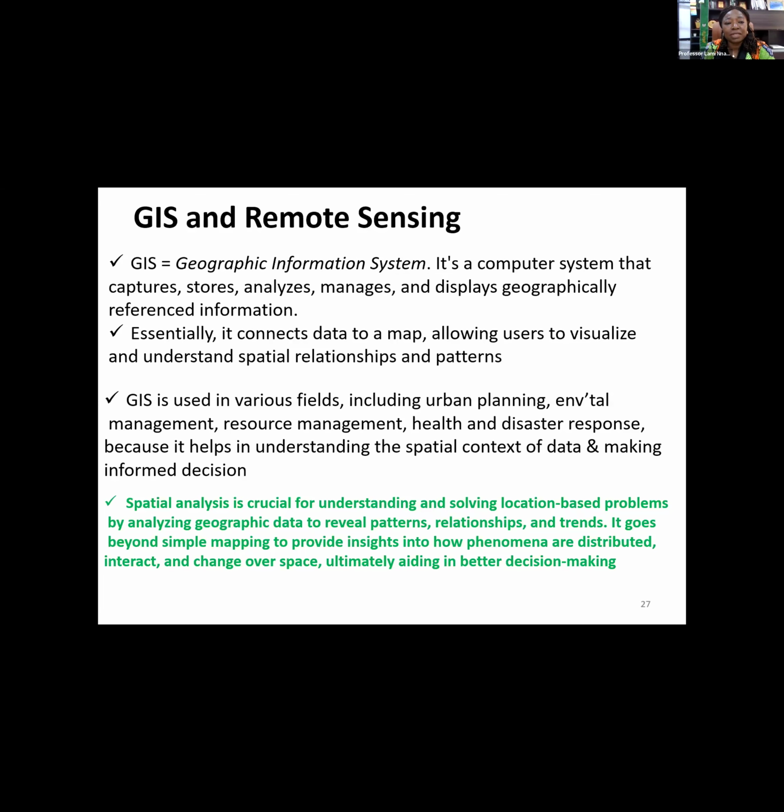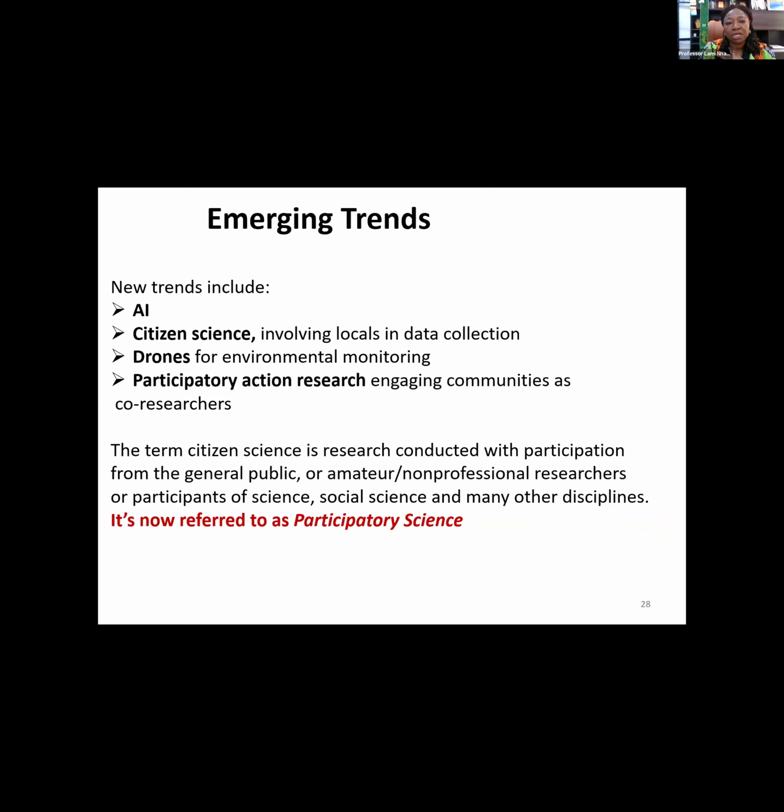So geographic information systems store and analyze data. It usually connects data to a map, okay? It's used in various fields, especially in environmental sustainability. That's why we have a GIS lab here. Spatial analysis, spatial, something to do with space, is crucial for understanding and solving location-based problems. Like when you're talking about floods, or mining, we need to know the specific location you are talking about. Is that okay? And it helps to reveal patterns, relationships, and trends.